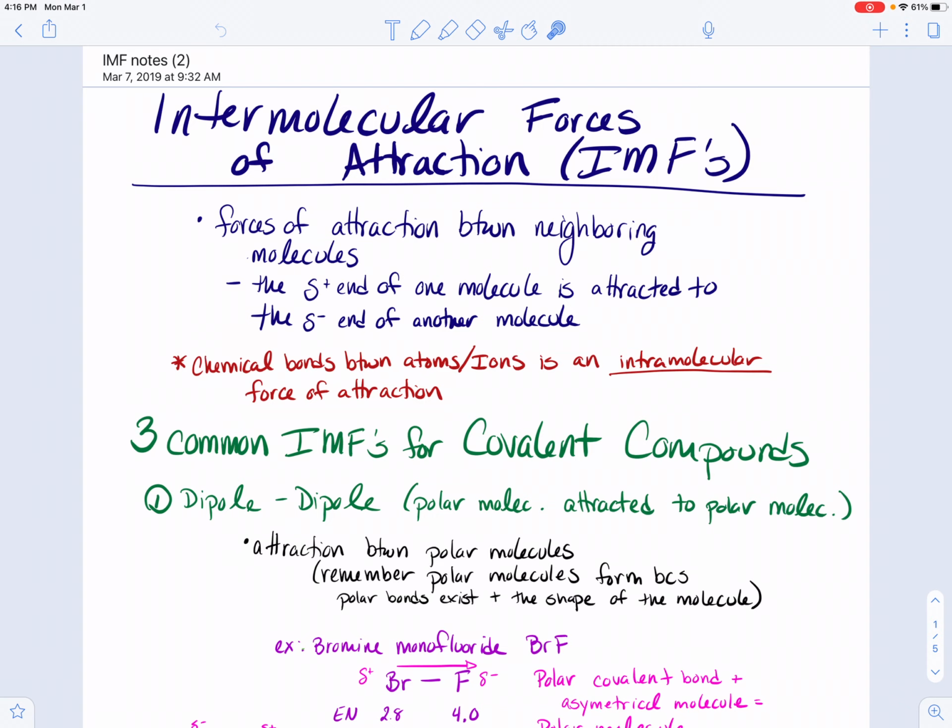Just so that we're really clear, intramolecular is a different word, and that is the attraction that creates chemical bonds. So in H2O, this bond here is an intramolecular bond, but how H2O interacts with another H2O, how these interact, this would be intermolecular. So intramolecular are the chemical bonds. Intermolecular are how different, separate molecules interact with one another. So we're going to be talking about intermolecular.